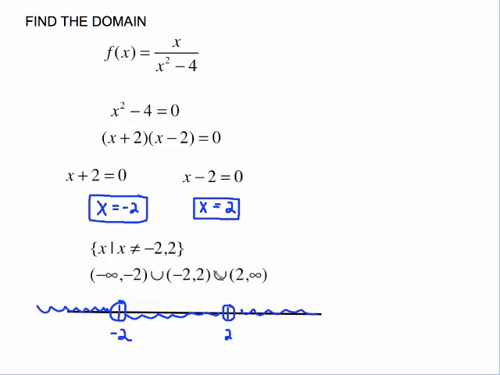Notice curved parenthesis everywhere. Infinity and negative infinity always get a curved parenthesis. This is getting a curved parenthesis because negative 2 itself is not included in the solution set. It can't be included in the solution set. That's where the hole is. This is what's telling me that negative 2 and 2 cannot be part of the domain.